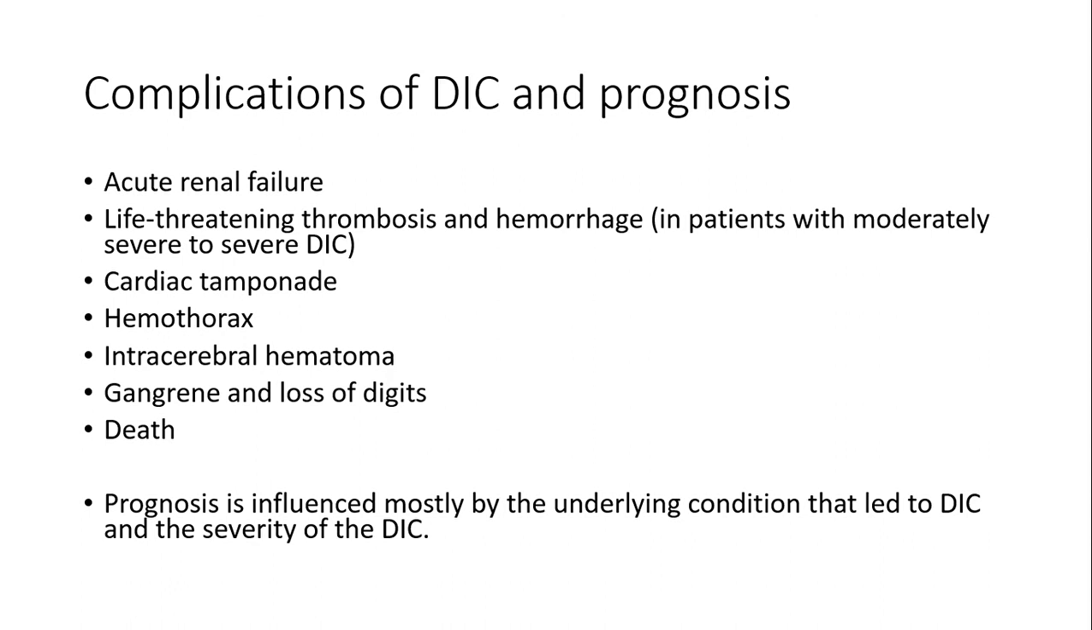The complications of disseminated intravascular coagulation may result in acute renal failure, life-threatening thrombosis and hemorrhage in patients with moderately severe or severe DIC, cardiac tamponade, hemothorax, intracerebellar hematoma, gangrene and loss of digits, even death. Prognosis is influenced mostly by the underlying condition that led to DIC and the severity of the DIC itself.